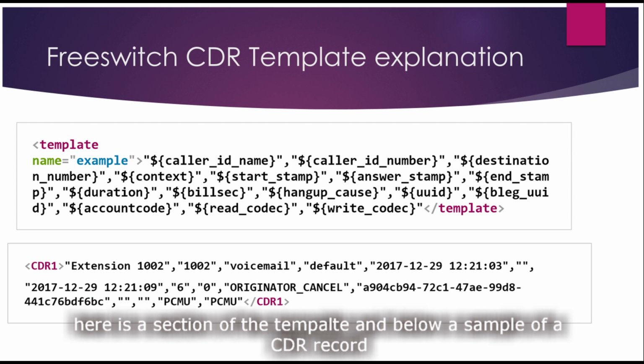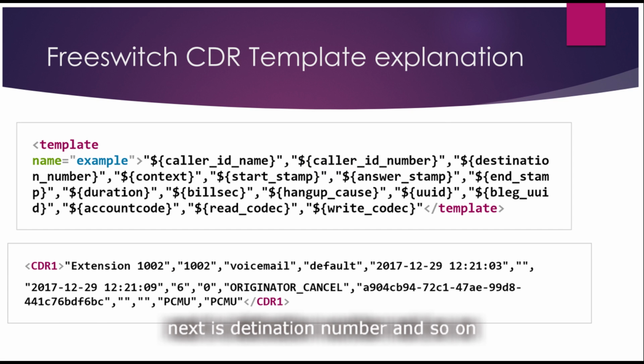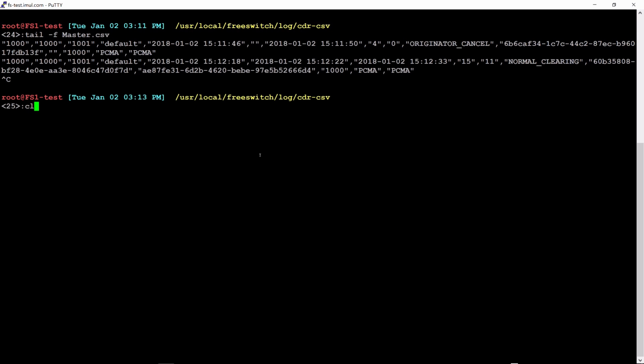Now, I've pulled out both sections. I have a section of the template and a sample of the CDR record that represents one call leg. The first field would be the caller ID name, and the second field would be the caller ID number, and then the destination number, and so on. Context, start stamp, and so on until the codec.